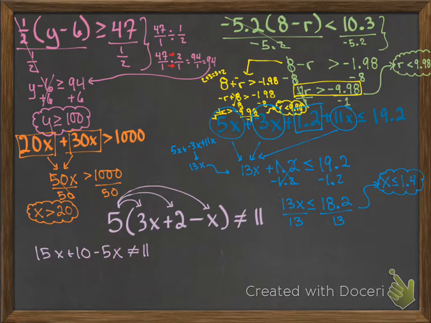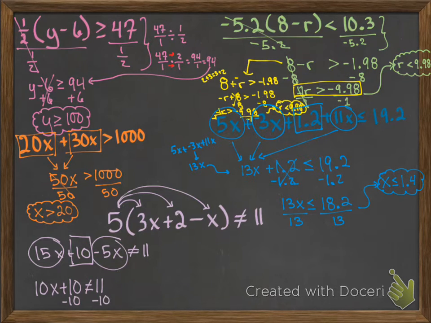There's a plus sign between the 3x and the 2, so there's a plus sign between the 15x and the 10. 5 times x is 5x, and then there's a minus sign between the 2 and the x, so there's a minus sign between the 10 and the 5x. And that's still all not equal to 11. So let's combine like terms. I have a 15x and a minus 5x. 15x plus negative 5x gives me 10x, plus I have that plus 10 still. So 10x plus 10 is not equal to 11.